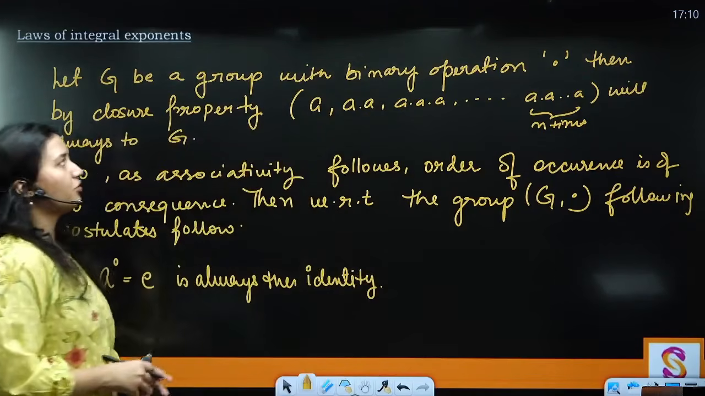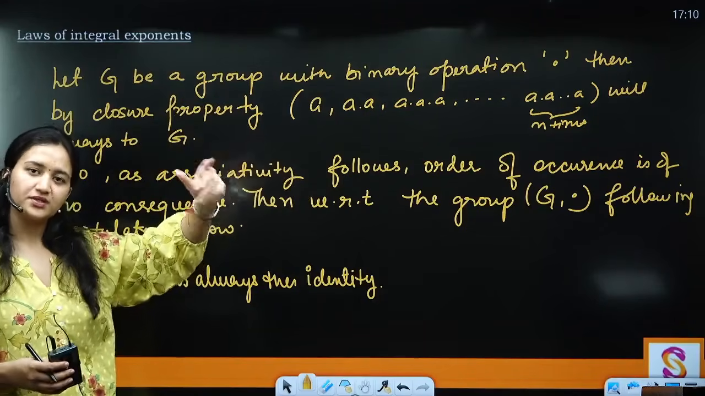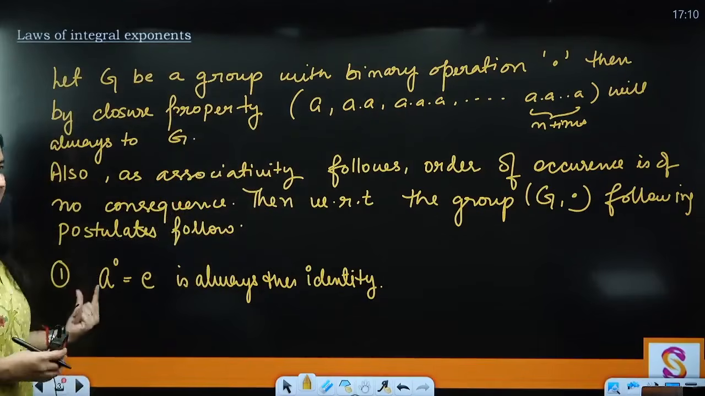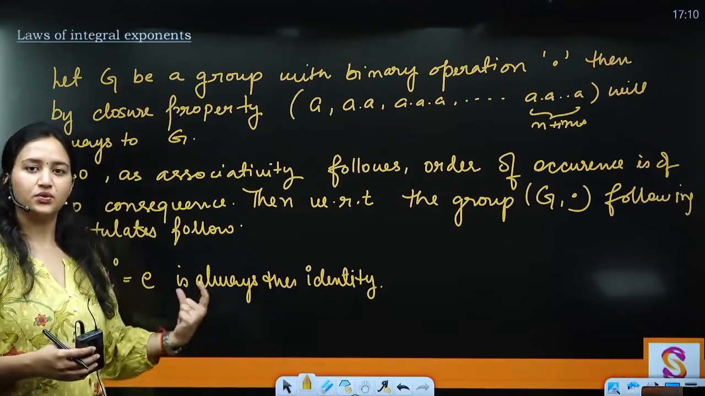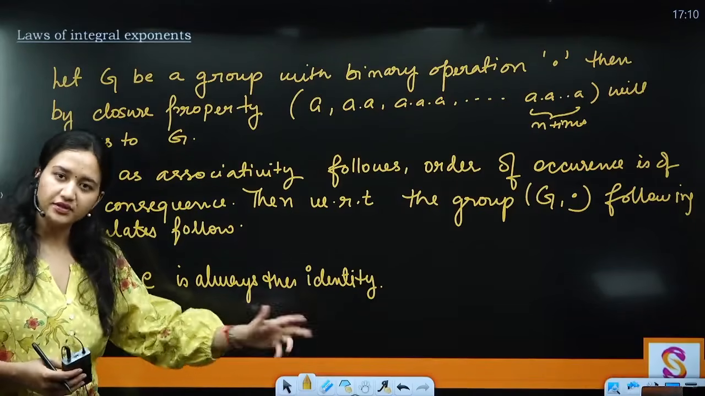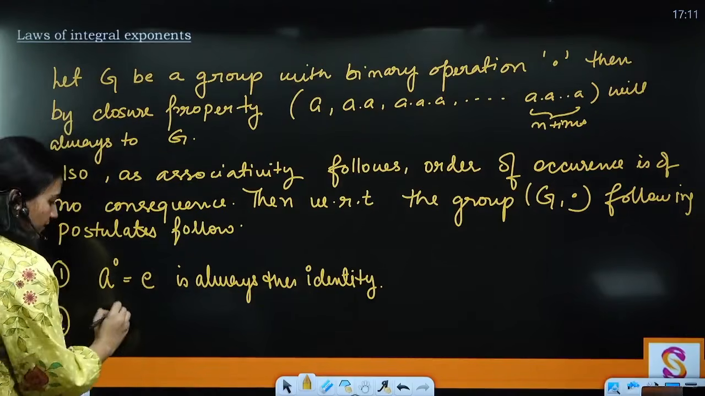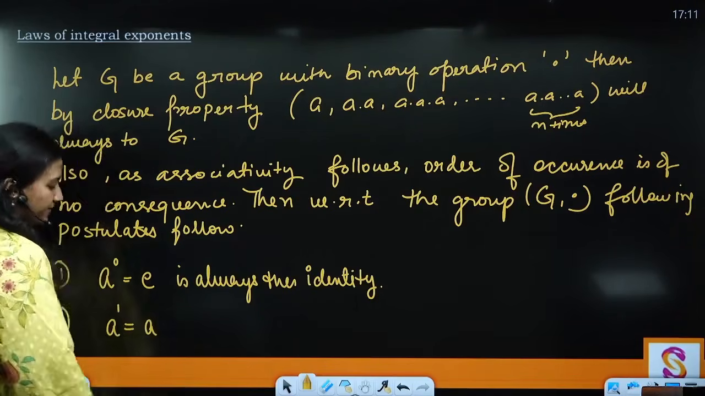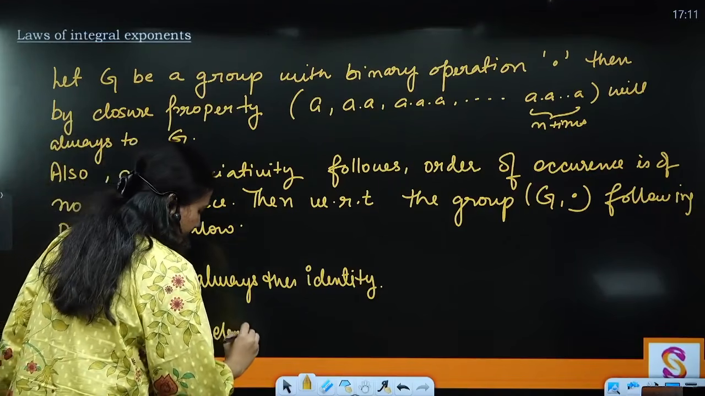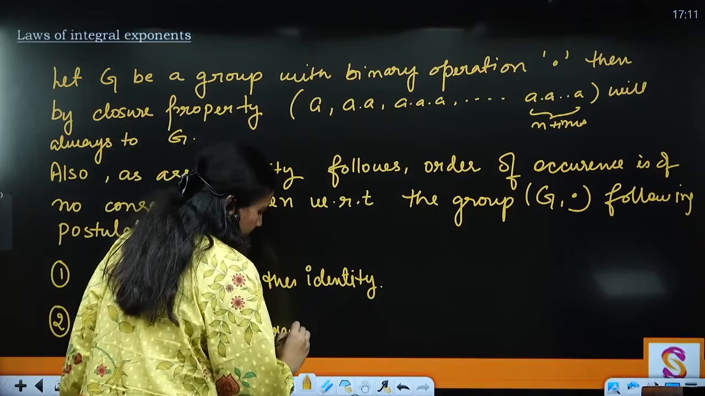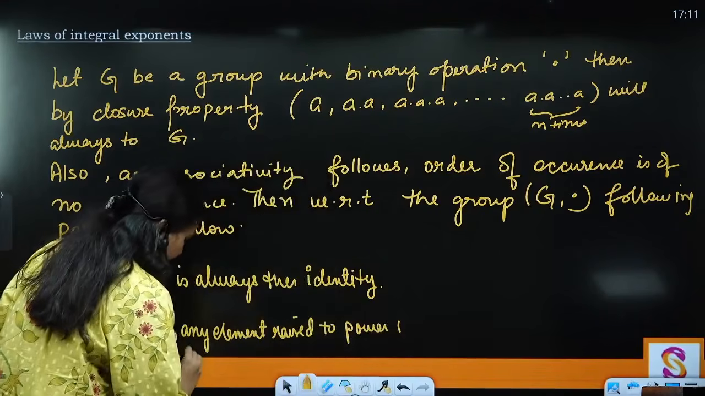Here we are talking in terms of integral exponents, when it is raised to a power of some integer. So if I'm raising any element of a group to the power of 0, then it necessarily has to be equal to e, the identity element of the group. Clear? Now the second one is that A raised to the power 1 is always going to be A. That means any element raised to power 1 retains its value.